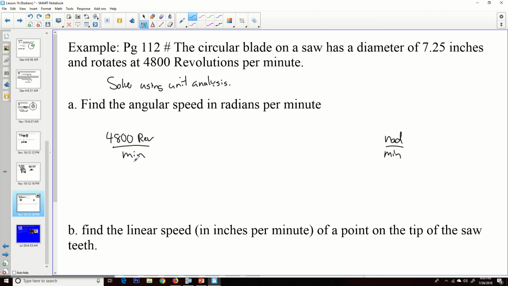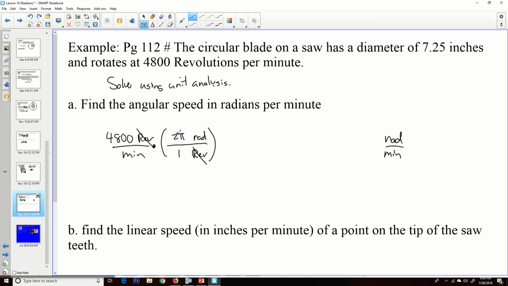Well, I've already got minutes on the bottom, and that's good. I don't have to do a whole lot of work there. But I need to change my revolutions to radians. So I'm going to multiply by a conversion factor, with revolutions on the bottom and radians on top. Every time you go around one time, you have 2 pi radians. So my revolutions cancel, and I multiply 4,800 by 2 pi radians, and I'm just going to leave it in terms of pi.